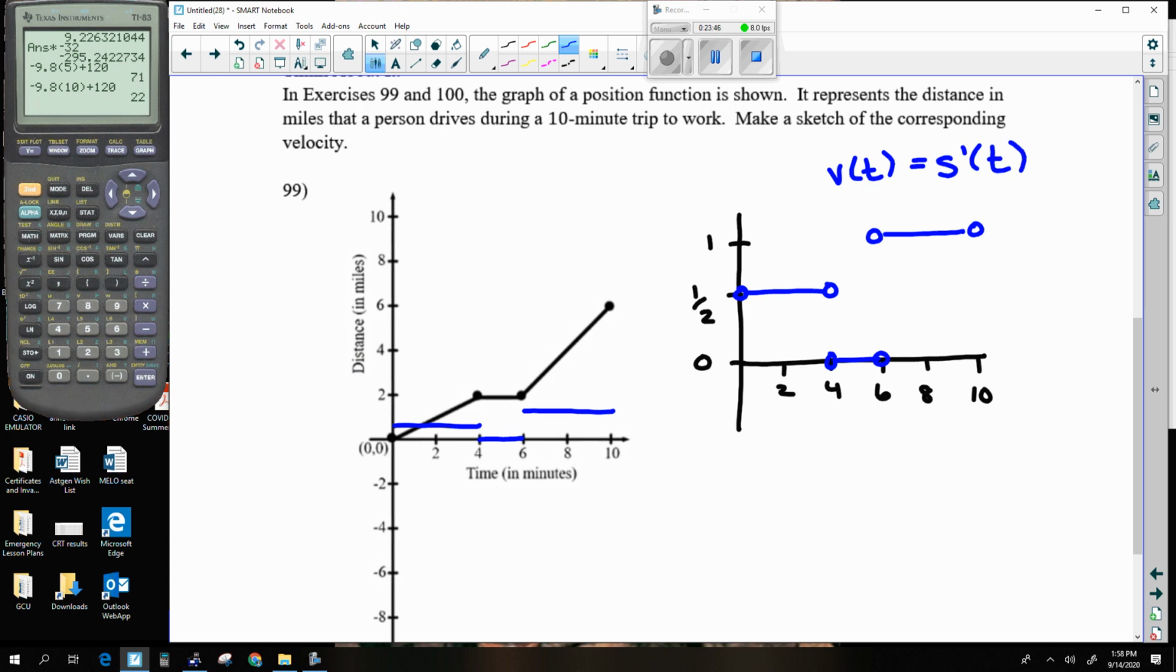So don't worry, because what a lot of people get confused about is like, oh, it changes. No, it doesn't really change. It's a consistent 1/2. It's a consistent 0. It's a consistent 1. All right. So 1/2 and a 0 and a positive 1. And so the velocities are consistent at those times. They're constants.